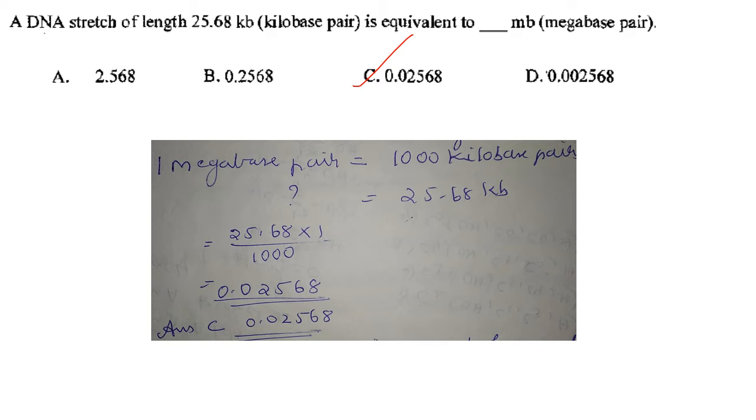Then a DNA stretch of length 25.68 kilobase pair is equivalent to how many megabase pair? So 1 megabase pair is 1000 kilobase pair. So 25.68 kilobase pair will be how many megabase pair? So that will be 0.02568. Answer is option C.